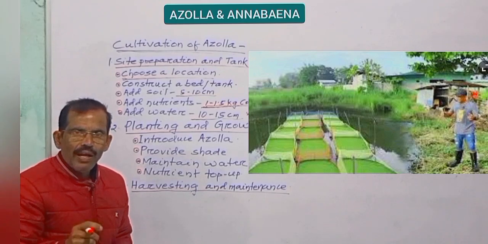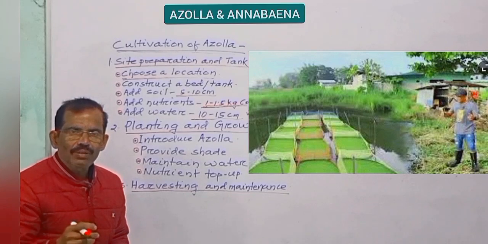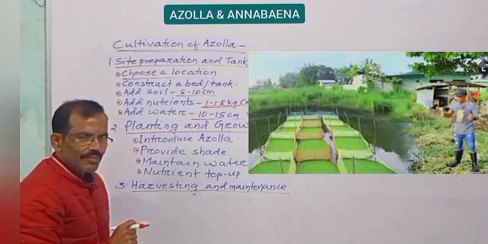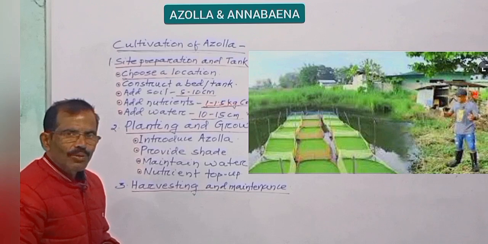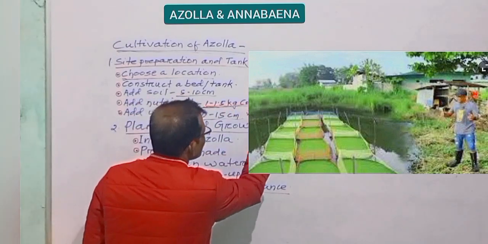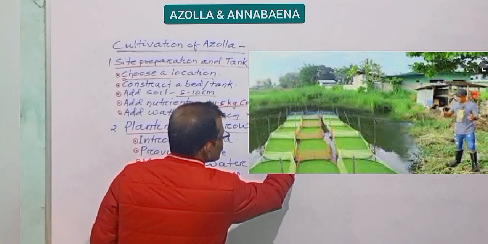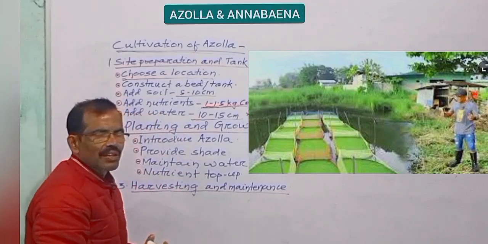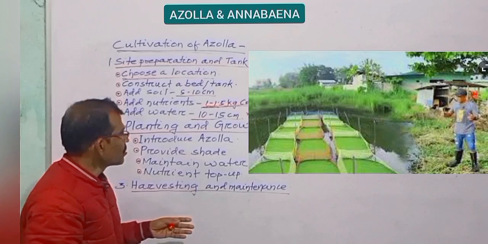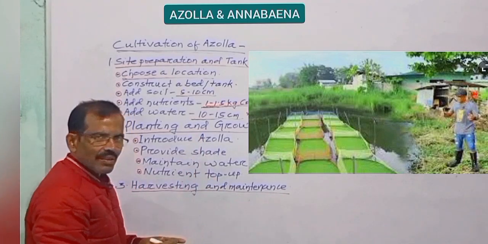In the next step, fine fertile soil is spread evenly across the bottom of the tank up to a depth of 5 to 10 centimeters. For growth of Azolla, suitable nutrients such as 1 to 1.5 kilogram of cow dung and 5 kilogram of single superphosphate are applied evenly per square meter. This is followed by the addition of water up to a height of 10 to 15 centimeters.